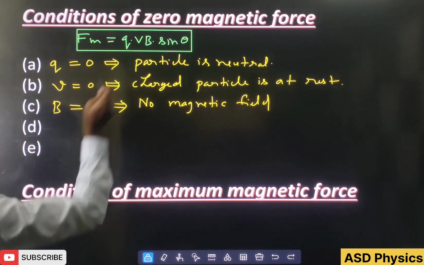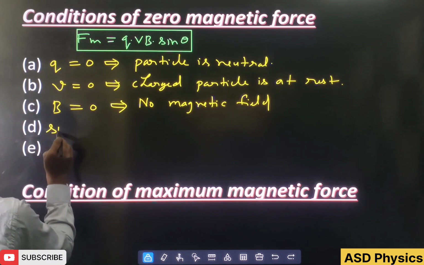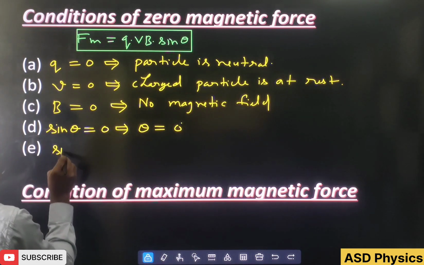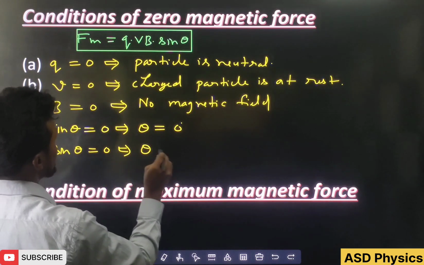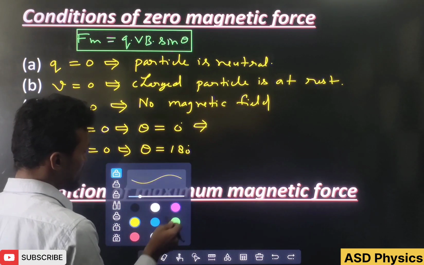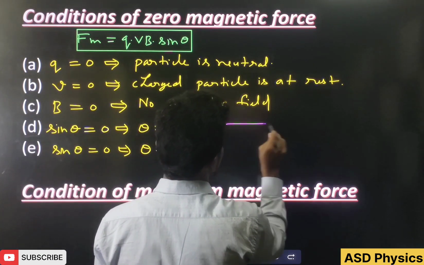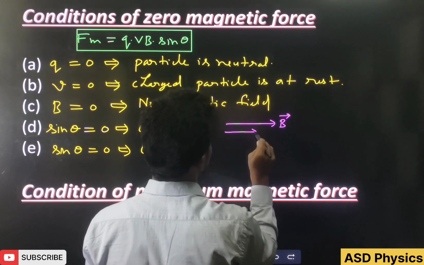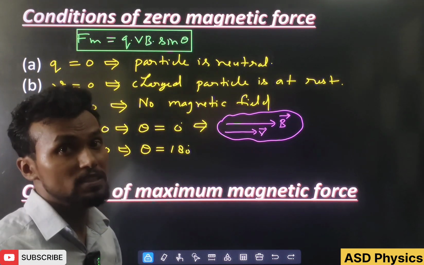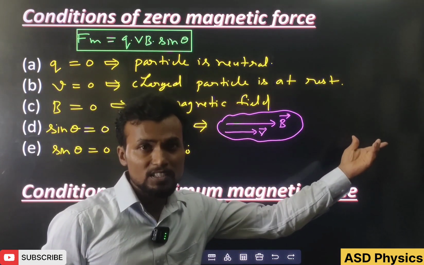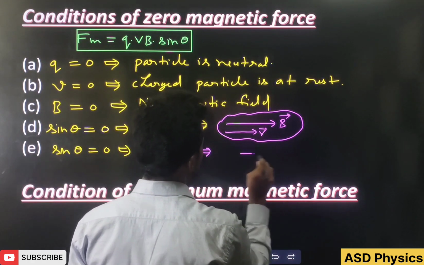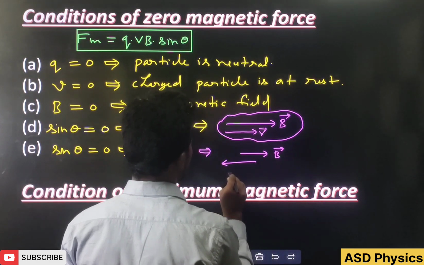Now one more thing, sin theta is there. You know very well sin theta can be 0. That means theta can be 0 degree, and here also sin theta can be 0 when theta is 180 degree. What is the meaning? Here we can tell the charge particle is moving along the direction of the magnetic field. So see, this is the magnetic field and this is the velocity. In this situation theta will be 0 degree, it will not experience any force. We can write in language form: the charge particle is moving along the direction of a magnetic field, or parallel to the magnetic field. Here, see, this is the magnetic field and this is the velocity.